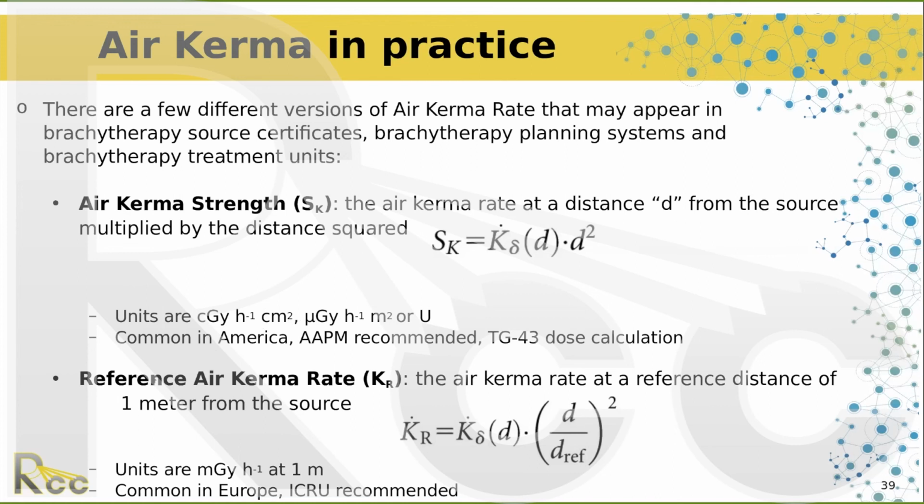Outside of the States, who use inches and miles because we're silly, we use reference air Kerma rate. That's the air Kerma rate at a reference distance of 1 meter from the source. I think this is a much easier term. It's much more straightforward: milligray per hour at 1 meter. This is the ICRU recommended. And in Africa, I would presume that you would mostly be receiving your source certificates with reference air Kerma rate. But it's important to be aware that there are different ways of reporting this.